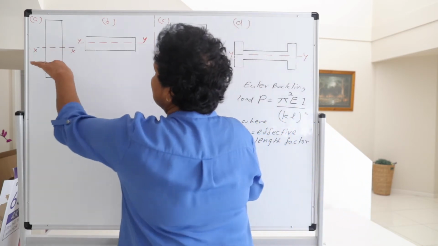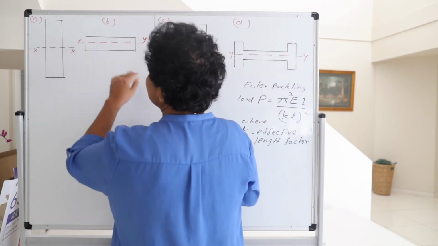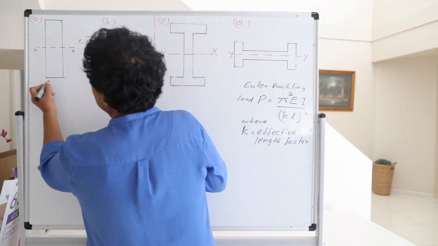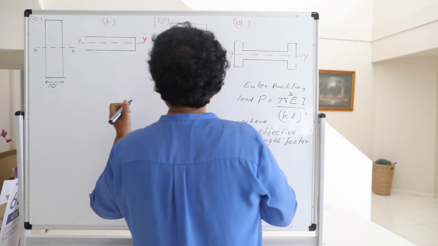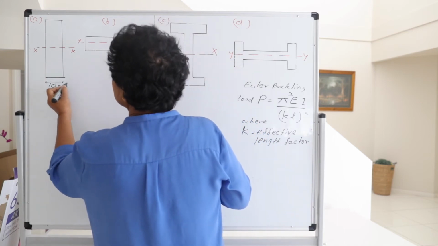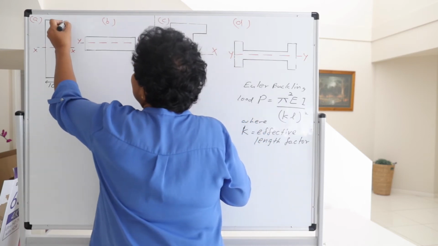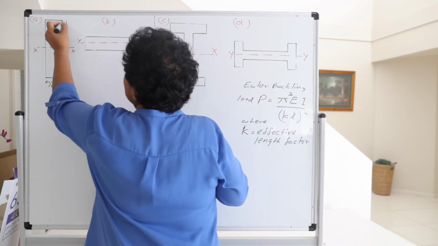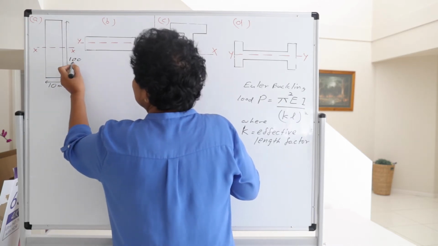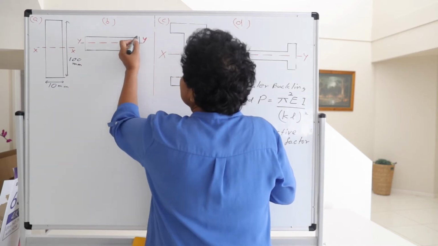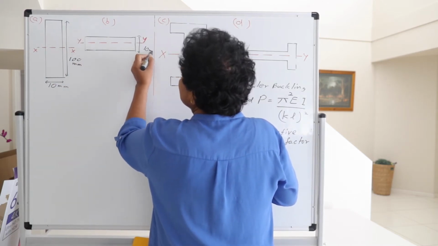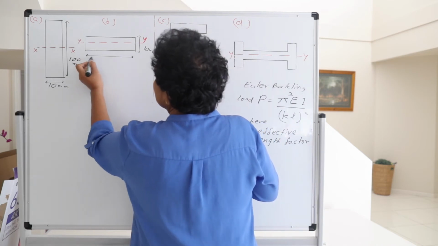So if I just give some numbers for this one, just to explain this, say this is 10 millimeters. This is not a practical column or beam, just to show you the difference. Say this is 100 millimeters. So this becomes 10 and this becomes 100.